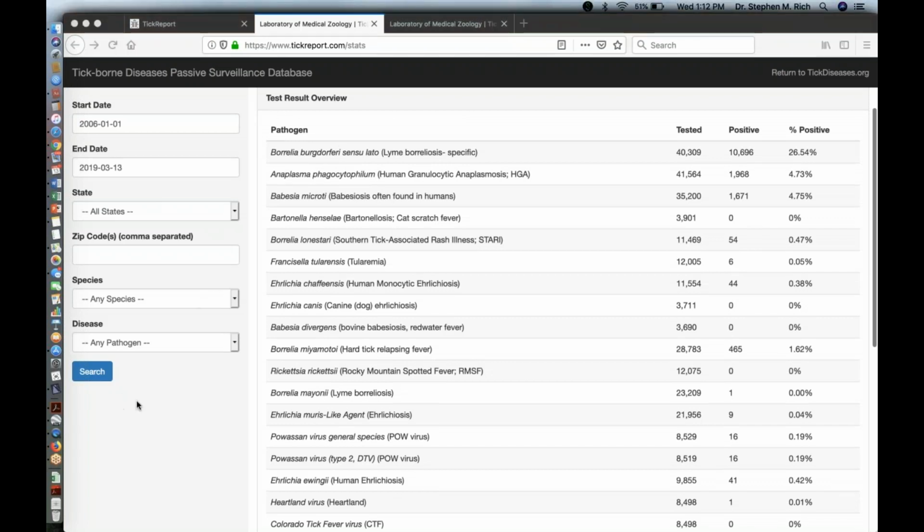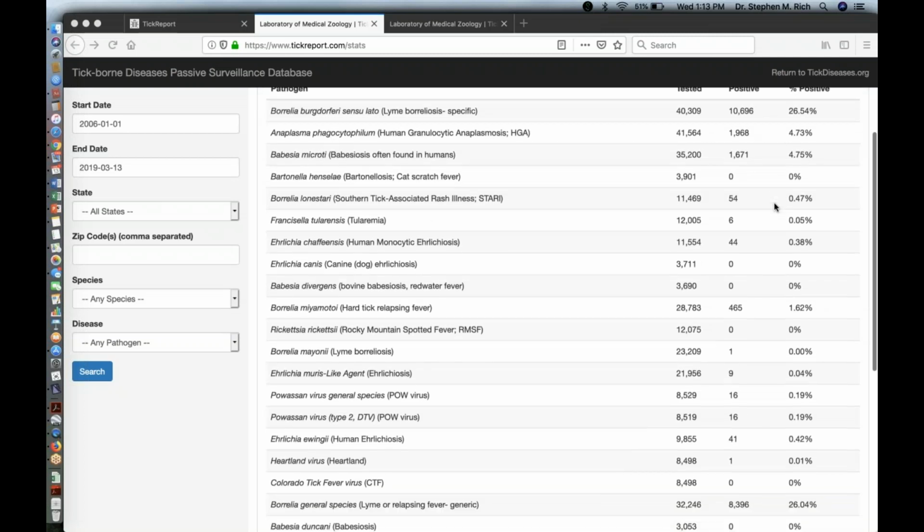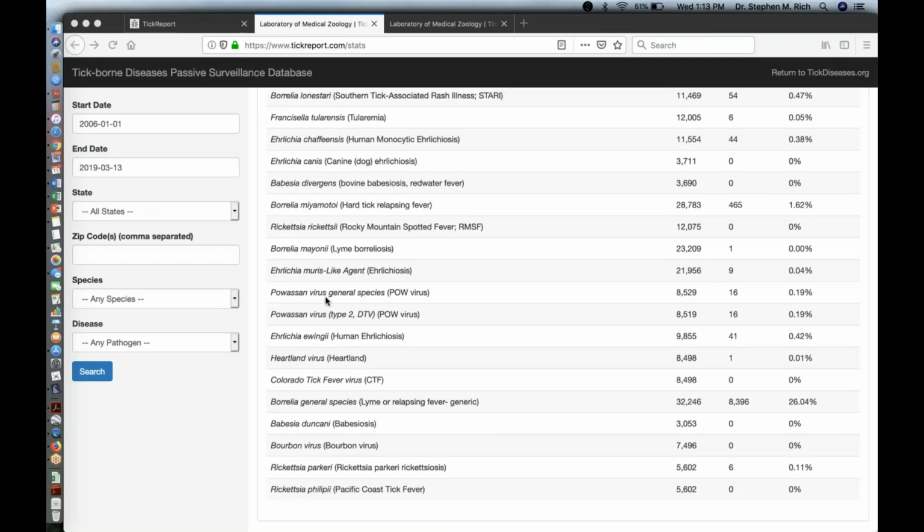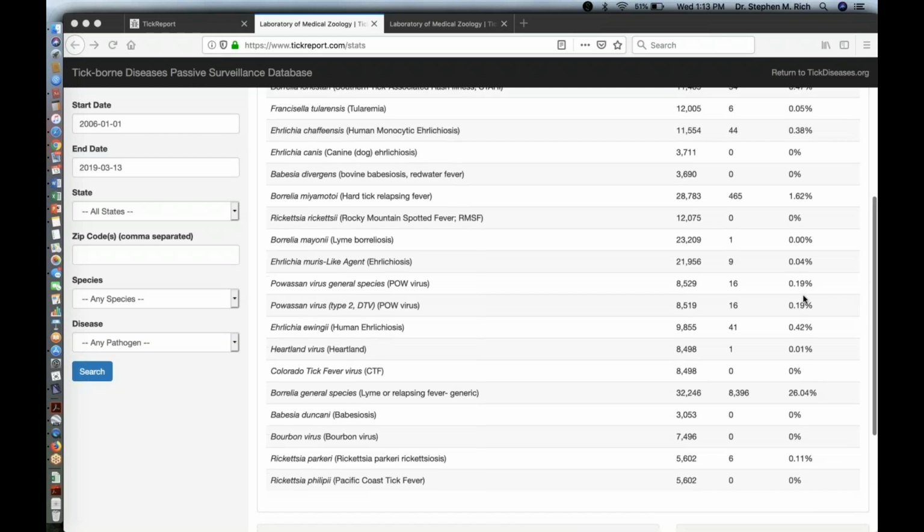I'm sorry, I have to move a window so that I can see what I'm doing. There are 40,000 ticks that have been tested, and among those, 10,696, or 26%, were positive for Borrelia burgdorferi. And you can see these statistics for all these different pathogens, including some of the very, very rare ones, like Powassan virus, which I told you before is much less than 1% of the ticks that we've tested.